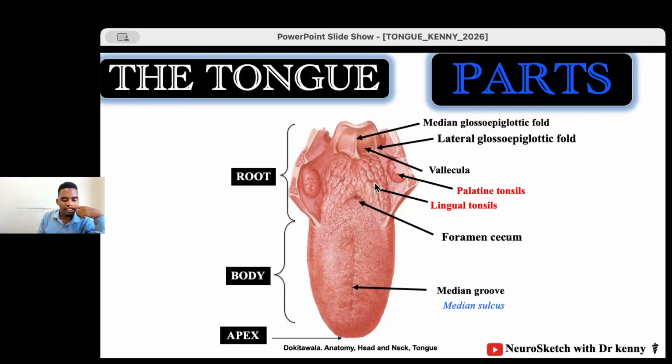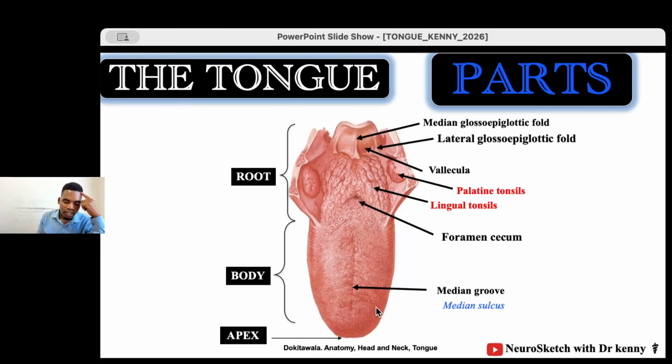They have a lymphatic, the lymphatic pool, and also within the palatine tonsils, within the palatine fossa, we have the palatine tonsils. These are the palatine tonsils. These are the lingual tonsils.